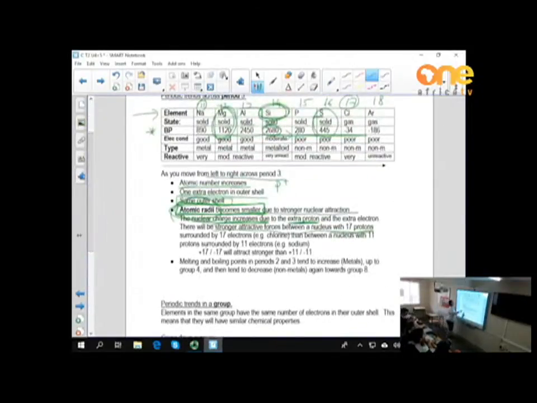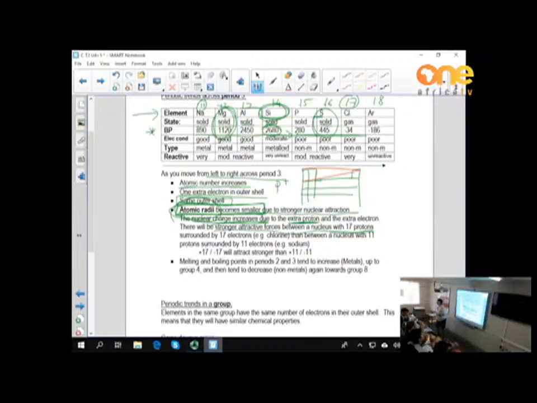We draw it like this. If I have the periodic table over here, we say the atomic radius is going to decrease from left to right. You with me? What is that sign? It means smaller. Goes from big to small. So what do the atomic radii do as we move across the periodic table from left to right? They become smaller.